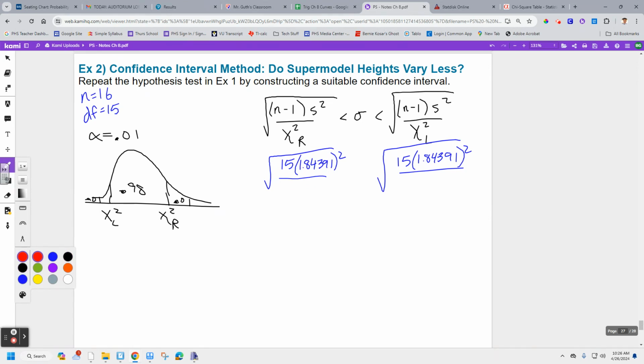Like from this number right here to the right of that is 0.99. 0.98 plus 0.01 is 0.99. But from this number right here to the right of that is only 0.01. So we need to find those numbers in the chart.